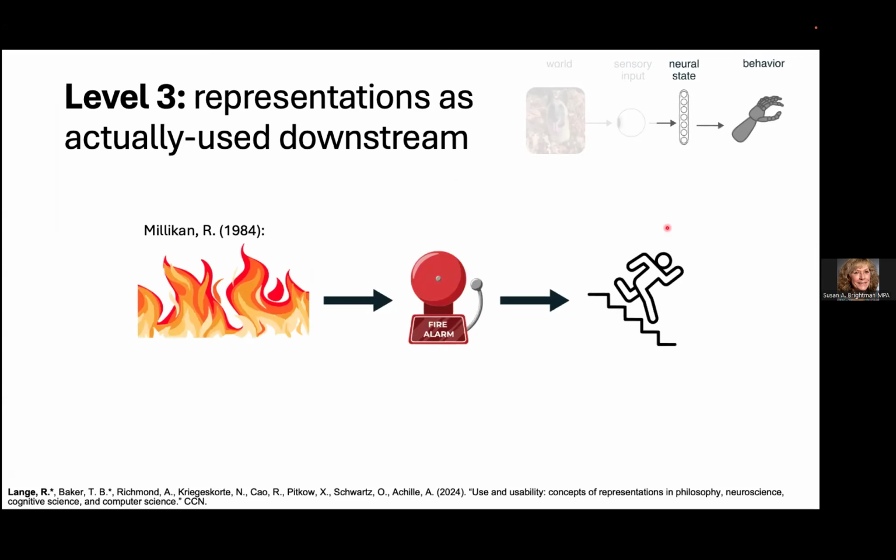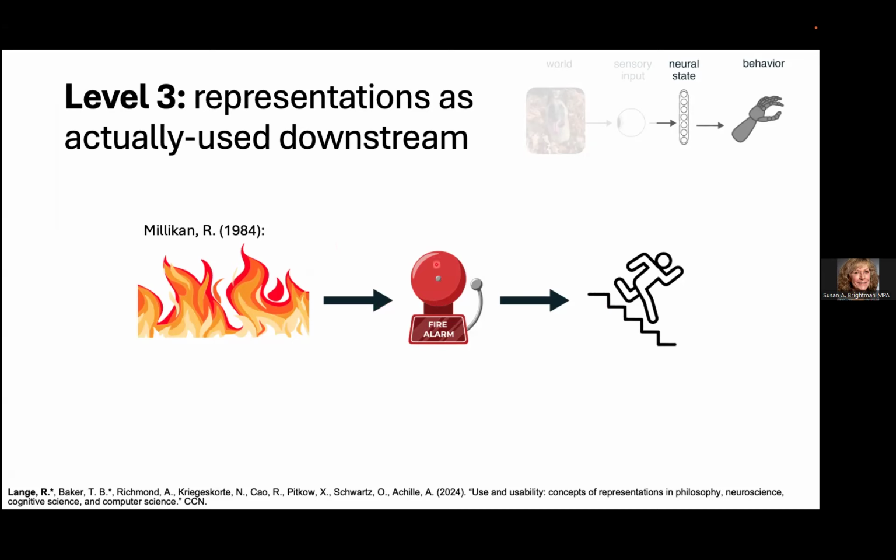If you're like me, you find this a little bit hard to swallow the first time that you encounter it. So let me just hit you with one thought experiment that helped change my mind through this collaboration. This thought experiment comes from Ruth Millikan in the 80s. She says, imagine you have a fire alarm that when there's a fire, the fire alarm triggers, and when it triggers, people exit the building.